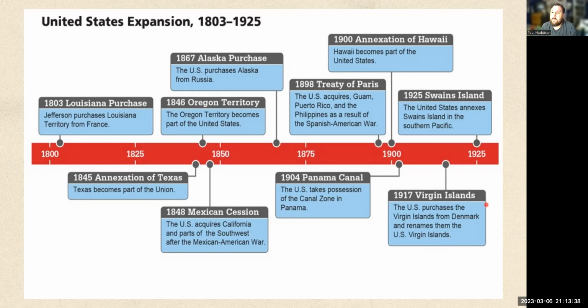And you'll see eventually we take part of the possession of the Panama Canal in Panama, which is something we'll also talk about in a second. We will purchase the Virgin Islands from Denmark and rename them the US Virgin Islands. And then finally, at the end of 1925, we will take the Swains Island in the Southern Pacific. So we're really spreading our footprint, but we're doing it in a way that it's not concentrated. It gives us free exclusive range in the entire world, and really pushes us onto a world stage here.